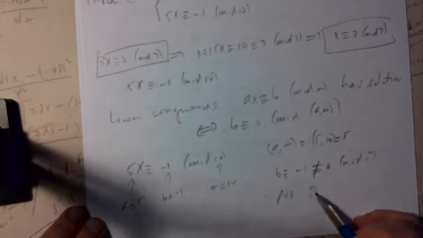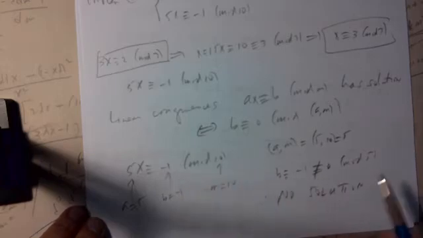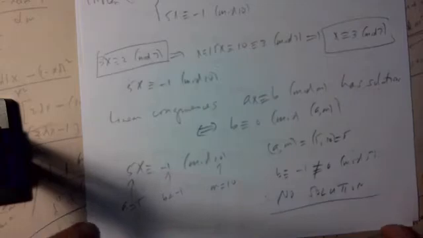So therefore, this congruence has no solution, and in particular, the system has no solution. So what are all solutions? The answer is the empty set. There are no solutions.